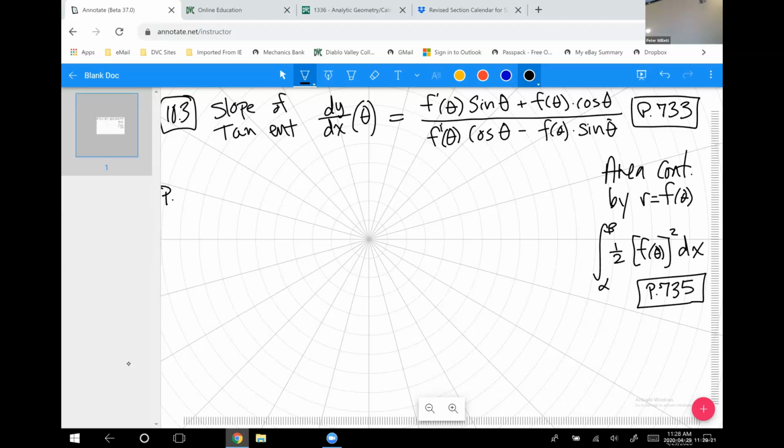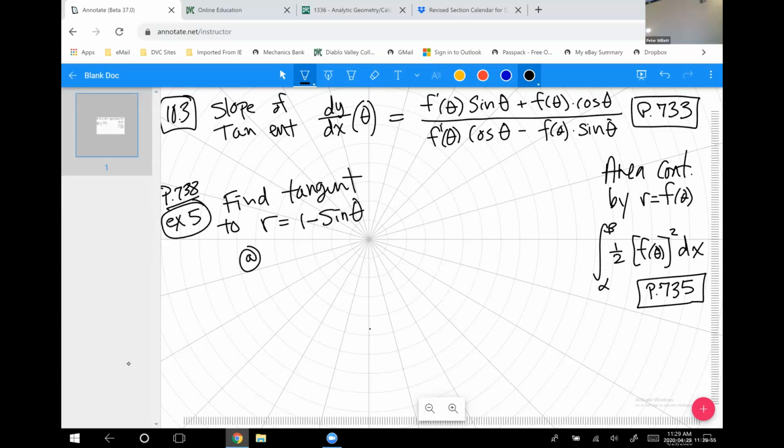So on page 738, you have an exercise. We'll just start with number 5, just to wrap your minds around it. And it says, find the slope of the line tangent to the following polar curve at the given point. Find the tangent to r equals 1 minus sine theta at the point 1/2, pi over 6.